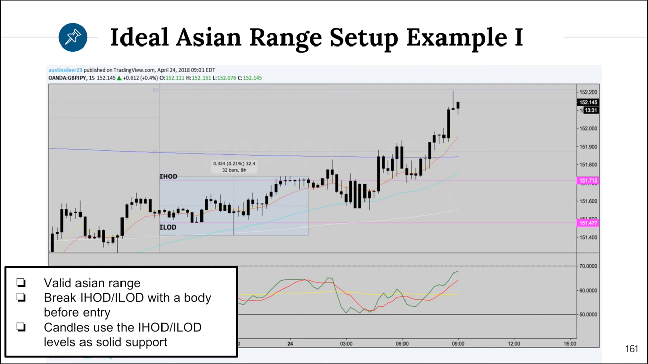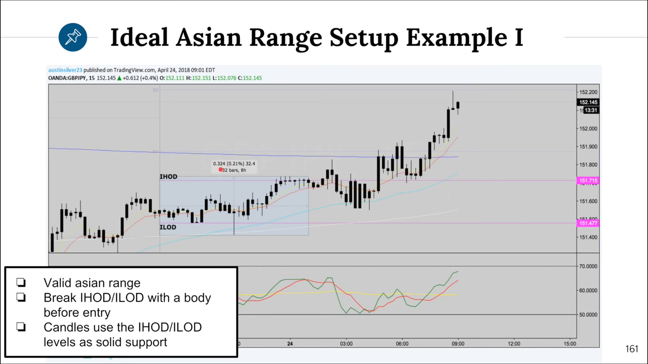Let's look at an ideal Asian range setup. So the first thing let's talk about is that we're looking at a cross pair. GBP/JPY. There's no US dollar in there, so we're looking at a cross pair. The first thing we're going to do is ask ourselves, is the Asian range valid? Well, we're looking at a cross pair, which means that it cannot be more than 75 pips. You can see that I measured here with my blue box to show you that the 8 bars, the first 8 hours, was 32.4 pips.